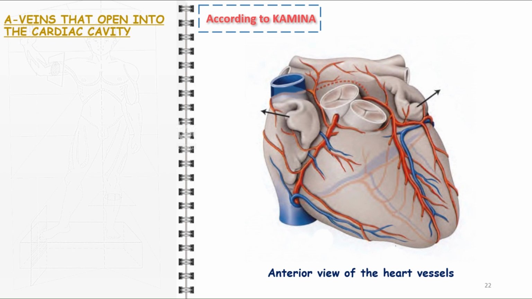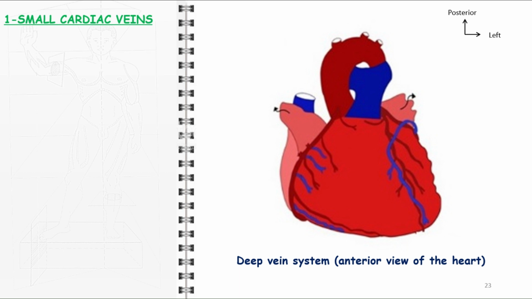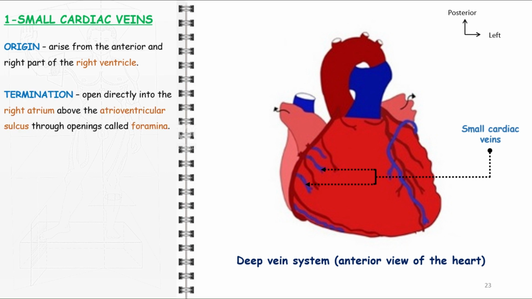The veins that open into the heart cavity are represented by the small cardiac veins or accessory cardiac veins, and the Thebasian veins. The small cardiac veins or accessory cardiac veins arise from the anterior and right part of the right ventricle. They open directly into the right atrium above the atrioventricular sulcus through openings called foramina. The most important of these veins is the right marginal vein of the heart, or the vein of Galen, which runs along the lateral border of the right ventricle and opens into the right atrium, at the base of the auricle.